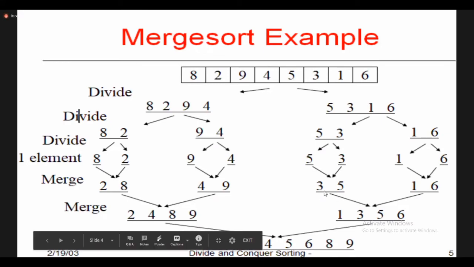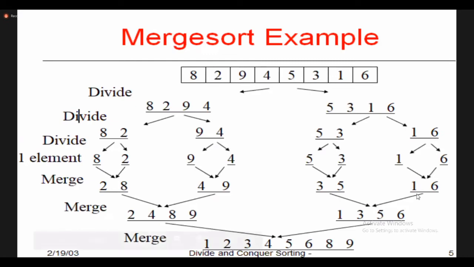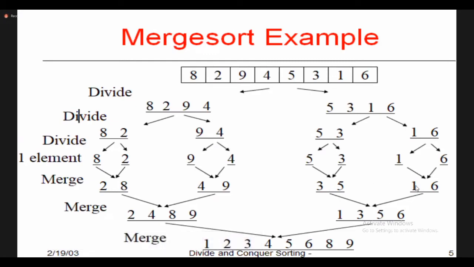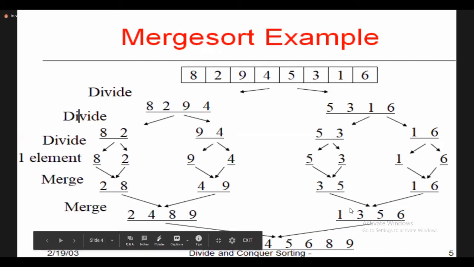Compare the first element of the first list with the first element of the second list: 3, 1. The second list's first element is less than the first list's first element, so 1 is placed in the target array. Next, the control value is increased by 1, so the control now points to 6.